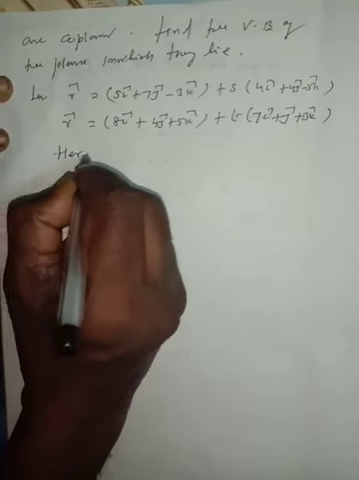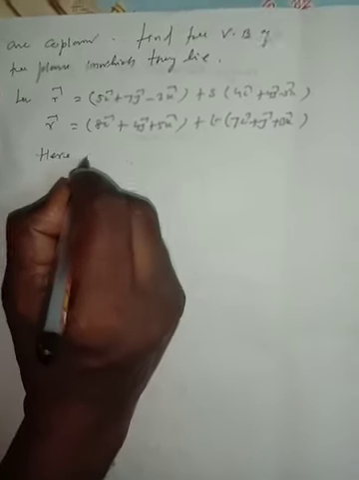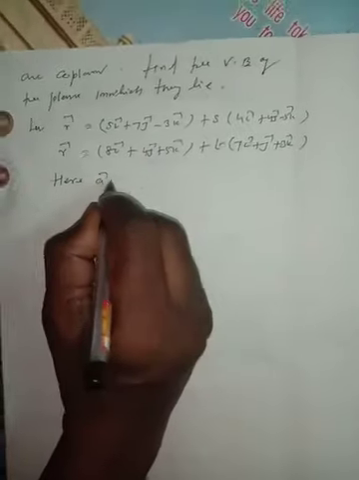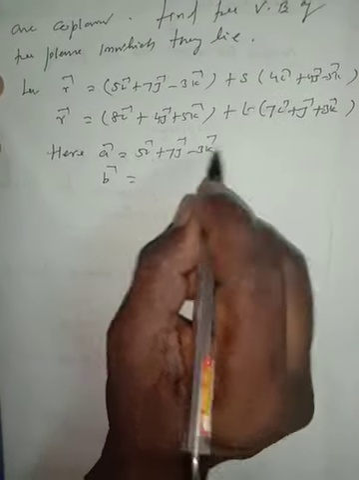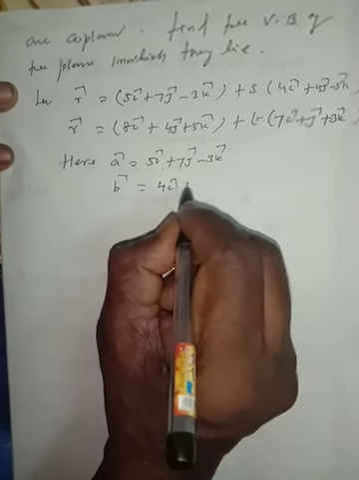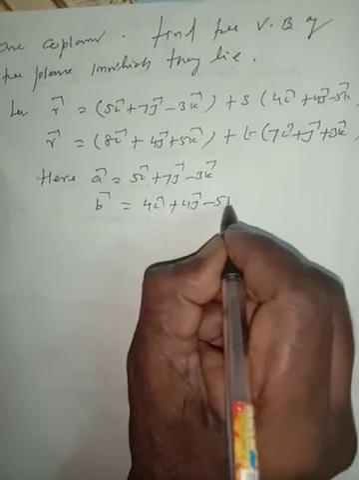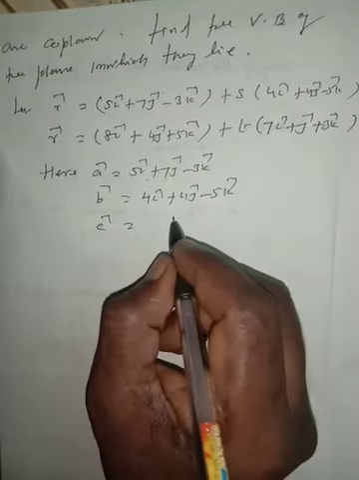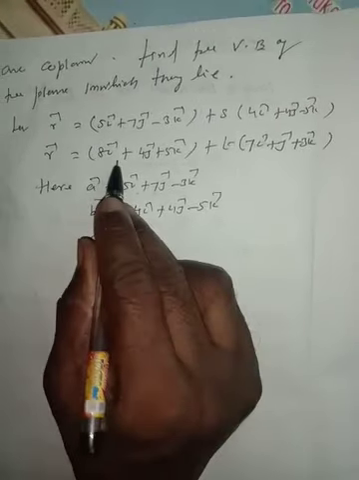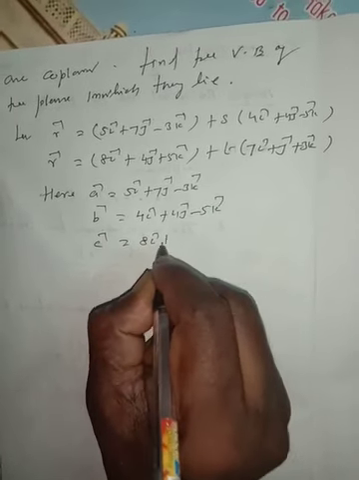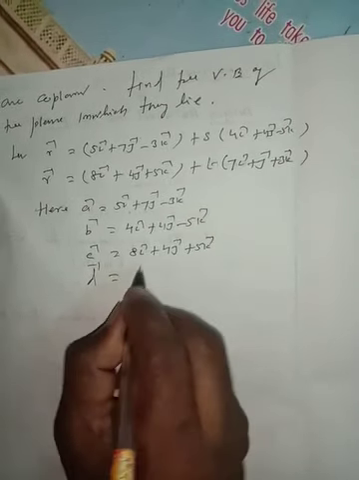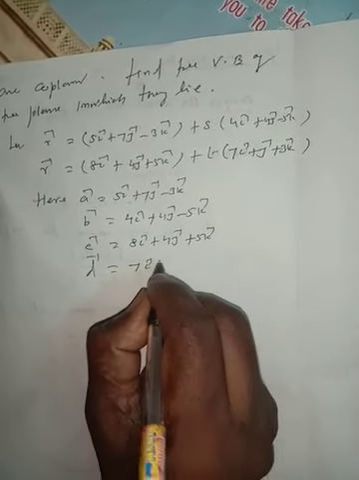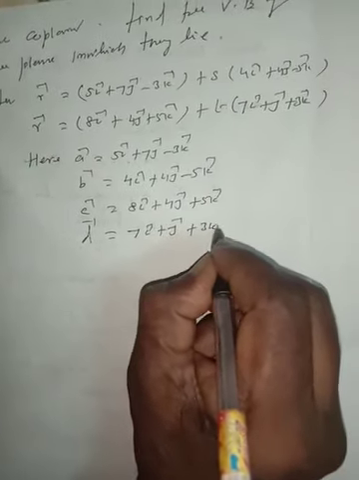Here, a vector is equal to the first line's first vector, 5i vector plus 7j vector minus 3k vector. b vector is equal to the first line's second vector, 4i vector plus 4j vector minus 5k vector. c vector is equal to the second line's first vector, 8i vector plus 4j vector plus 5k vector, and d vector is equal to 7i vector plus j vector plus 3k vector.